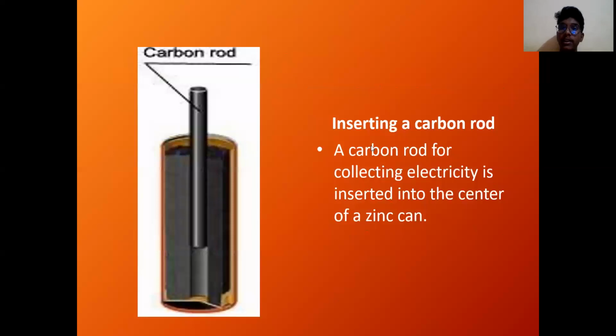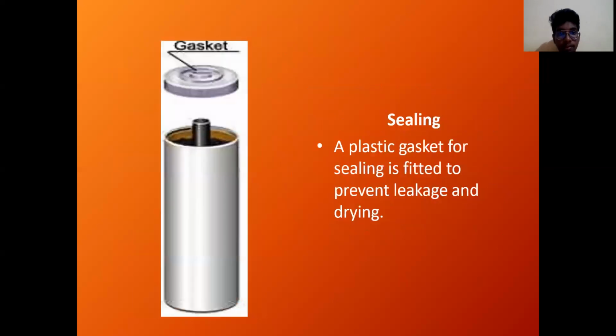And a carbon rod. Inserting a carbon rod is a very important process in dry cell making. As we can see, these are all cathodic substances, which are electrolytes and manganese particles. The carbon rod, for collecting electricity, is inserted in the center of the zinc can.